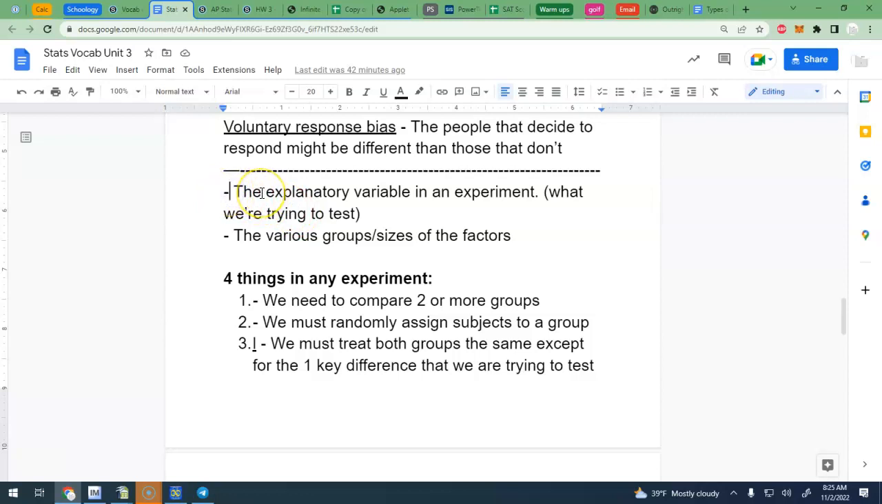I know you just looked at it yesterday for the first time, but the explanatory variable in an experiment, what we're looking at to test or see if that matters. Everybody know what those are called? Starts with the F. F. Factors.